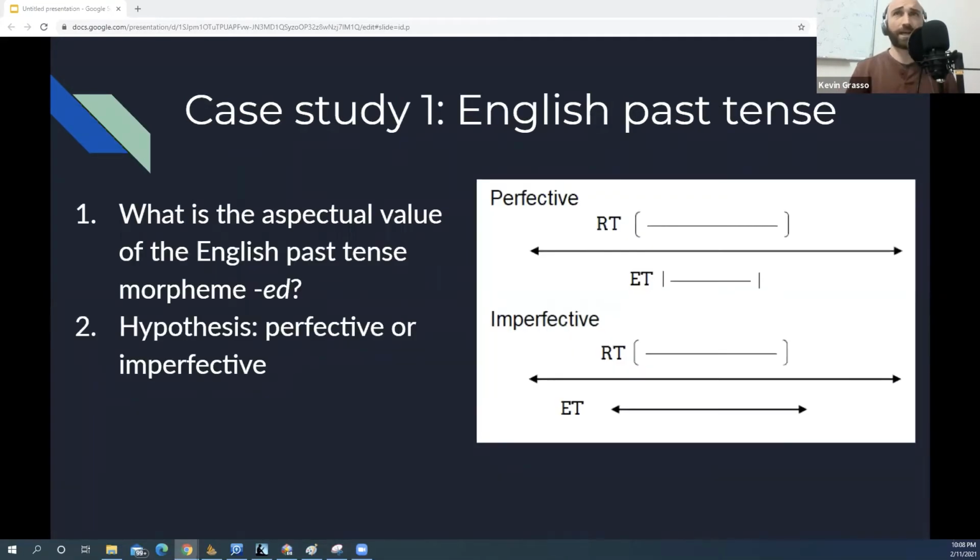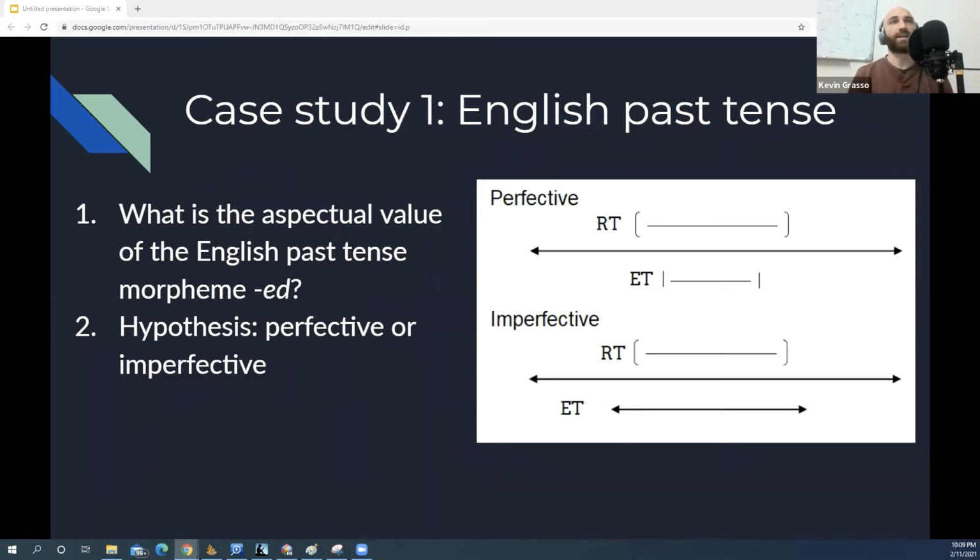Okay, so now we're going to look at English past tense. So, like I said, let me just ask: are there any questions at this point about what we've discussed so far? I know we went pretty quickly through tense and aspect. Okay, so I will assume that everyone has it, or you'll ask questions at the end.